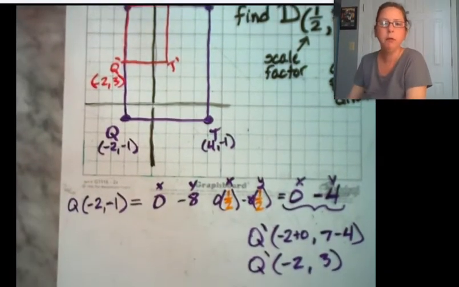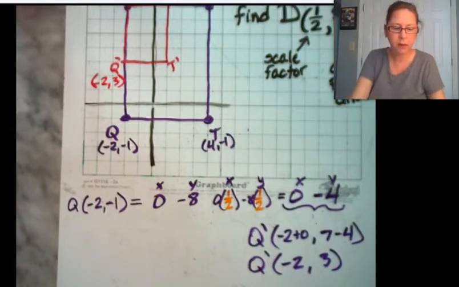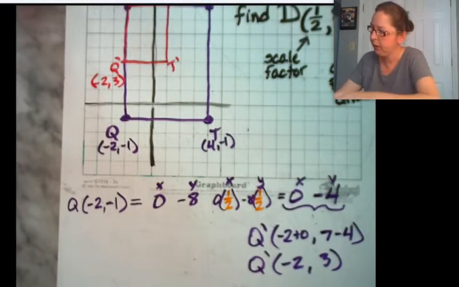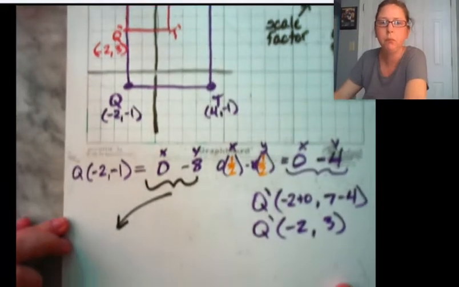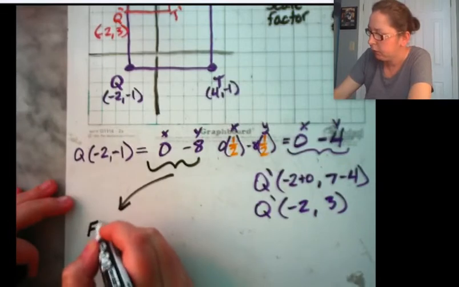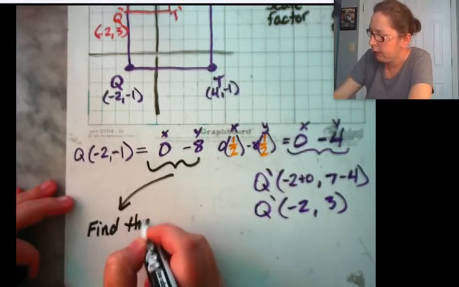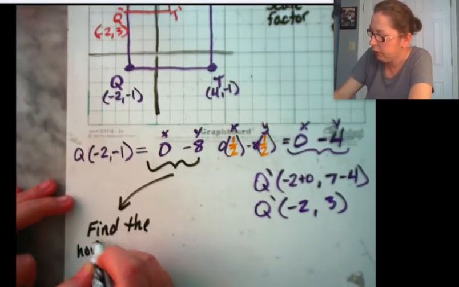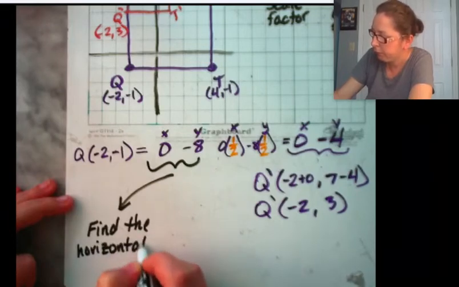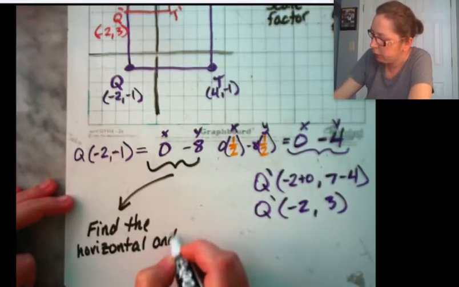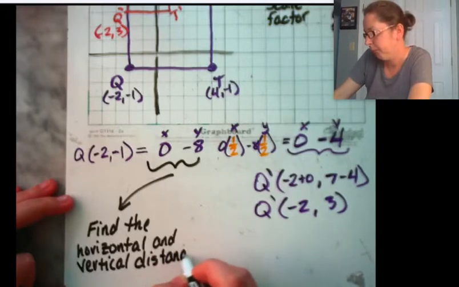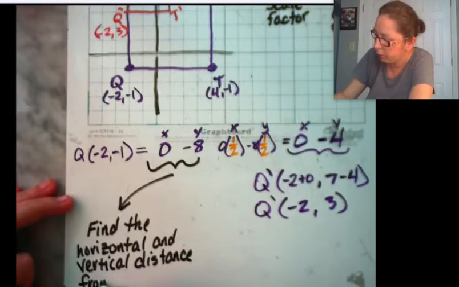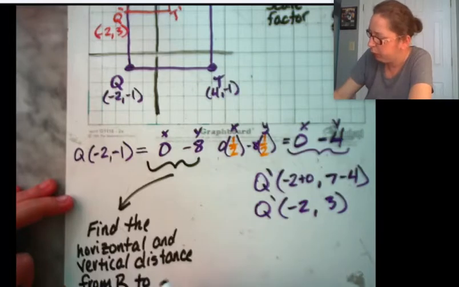Okay, so I've only done that with one point. Let's look again at what our steps were. Right here, I did step 1, which is find the horizontal and vertical distance from R to each point.